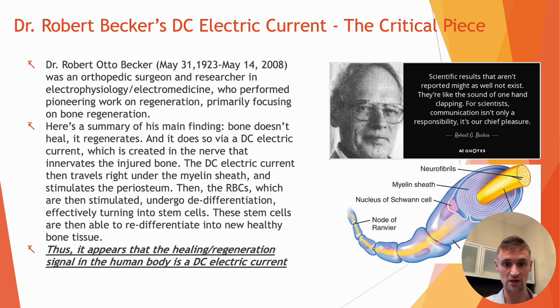And Dr. Becker found that bone doesn't heal, it regenerates, and it does so via a DC electric current, which is actually created in the nerve that innervates the injured tissue. And that DC electric current then travels right under the myelin sheath and stimulates the periosteum. Then what happens is that the red blood cells, which are then stimulated by the DC electric current, undergo dedifferentiation and effectively turn into stem cells. And then these new stem cells are able to redifferentiate into new healthy bone tissue. And so basically from his work, it appears then that the signal for healing and regeneration in the human body is the DC electric current. And that is why Dr. Kruse talks about Dr. Becker's work so much, because this is such a critical piece, obviously, once you understand it.